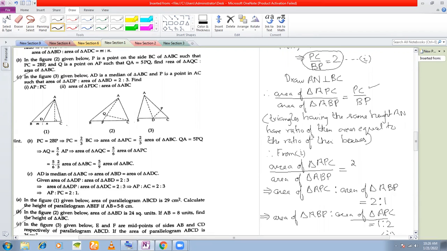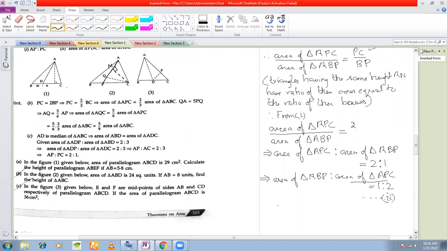See, if I consider this as my base, this becomes my altitude, right? Let us call this M. So if I draw CM perpendicular to AP, then what happens? Then if you see, AM is the height of triangle APC, right? And AM is also the height of this triangle, right?